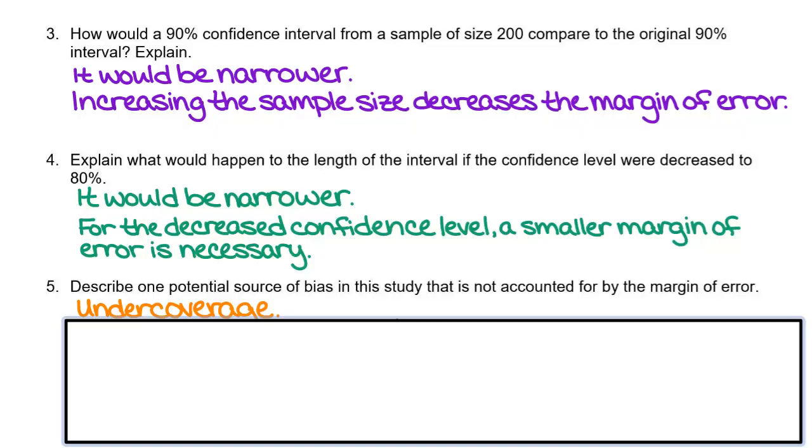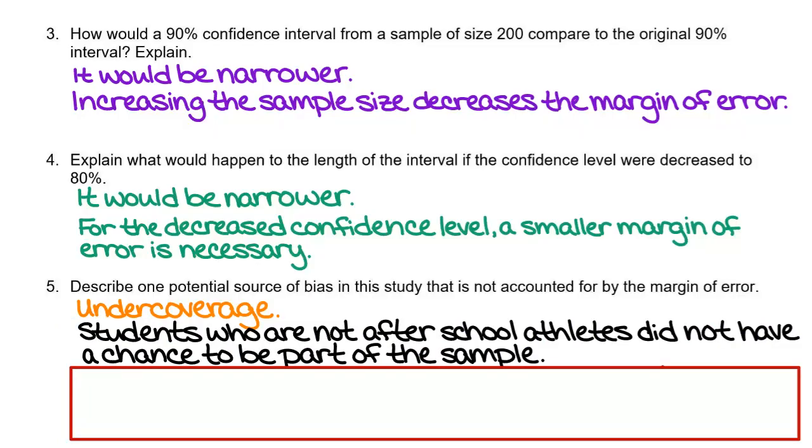Students who are not after-school athletes didn't have the opportunity to be part of the sample. Undercoverage happens when we want to be able to generalize to a larger population, but not everyone in that larger population had the opportunity of being included in that sample. That's undercoverage.